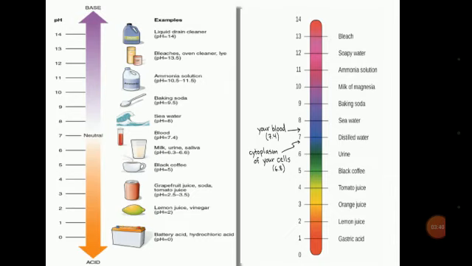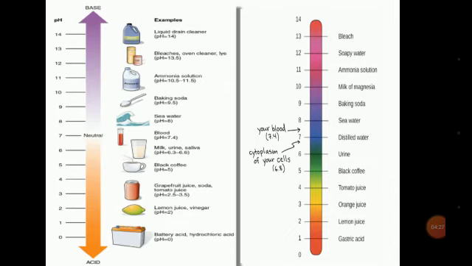In the same way, juices, soda, tomato juice, pH 2.5 to 3.5. In the same way, lemon juice, vinegar has a pH of 2, which means more acidic. Battery acid, hydrochloric acid, etc., have a pH of 0, meaning very strong acids. In this diagram you see neutral water has a pH of 7, and as we move up the basic character increases, and as we move down the acidic character increases.